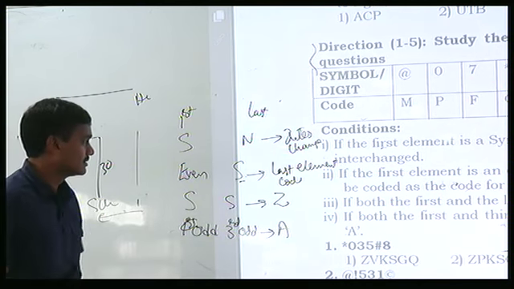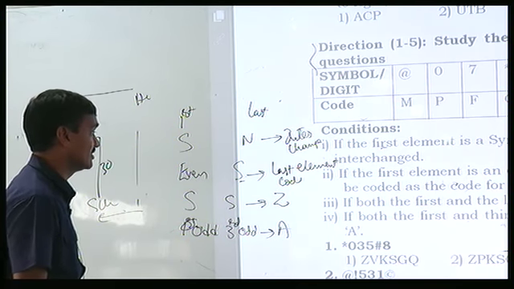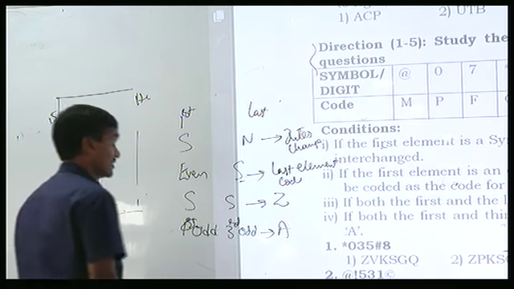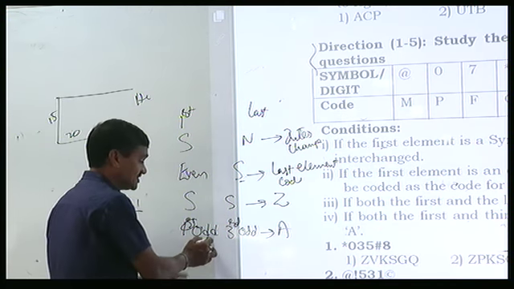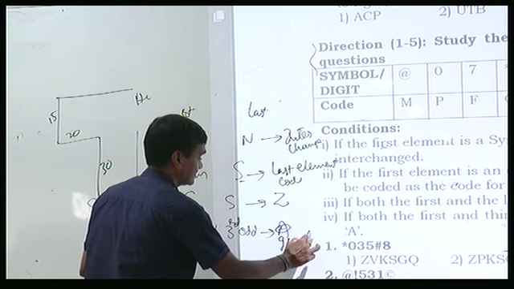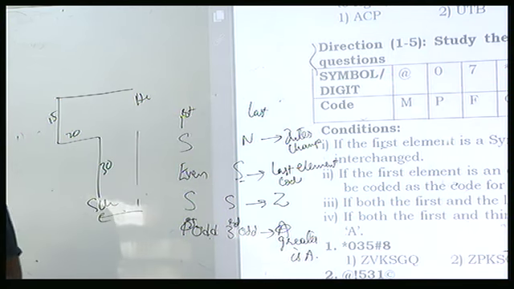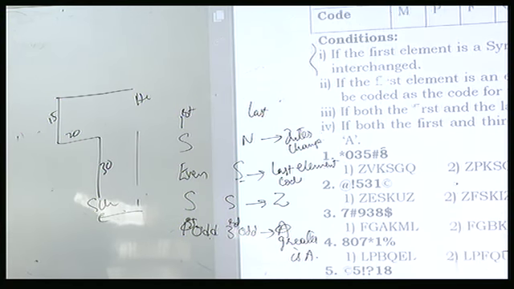And then if the first and the third elements are coded, then the greater number is coded as A. If this is greater, it is A; if this is greater, that means greater is A. This is how it was given. Okay, then start working on question numbers 1 to 5.